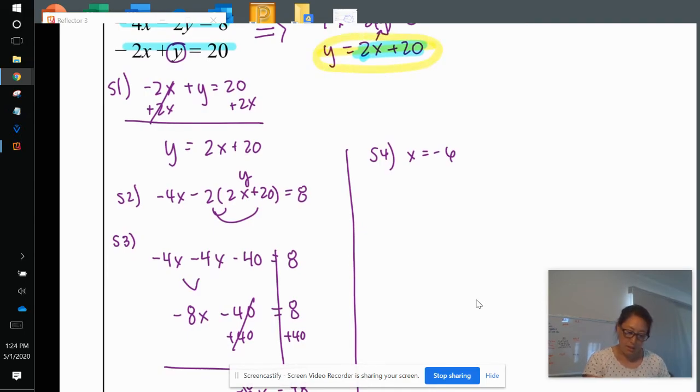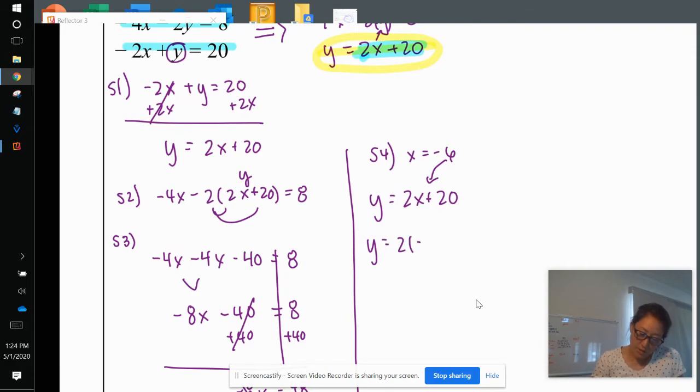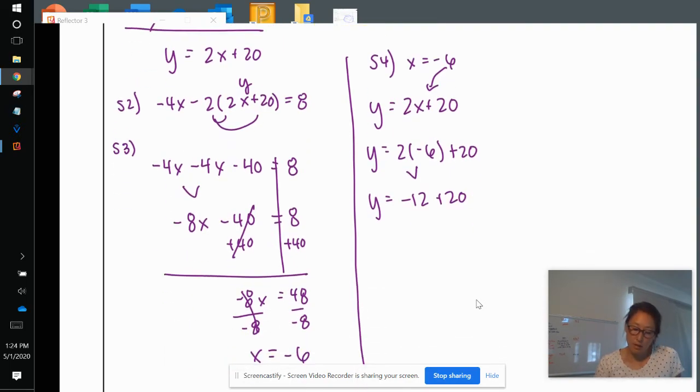Okay. So y is equal to 2x plus 20. It doesn't matter which equation you plug it into. Okay. And then x is equal to negative 6. So y is equal to 2 times negative 6 plus 20. So y is equal to negative 12 plus 20. Negative 12 plus 20 is equal to 8. So step 5, I have an ordered pair solution of negative 6, comma 8.